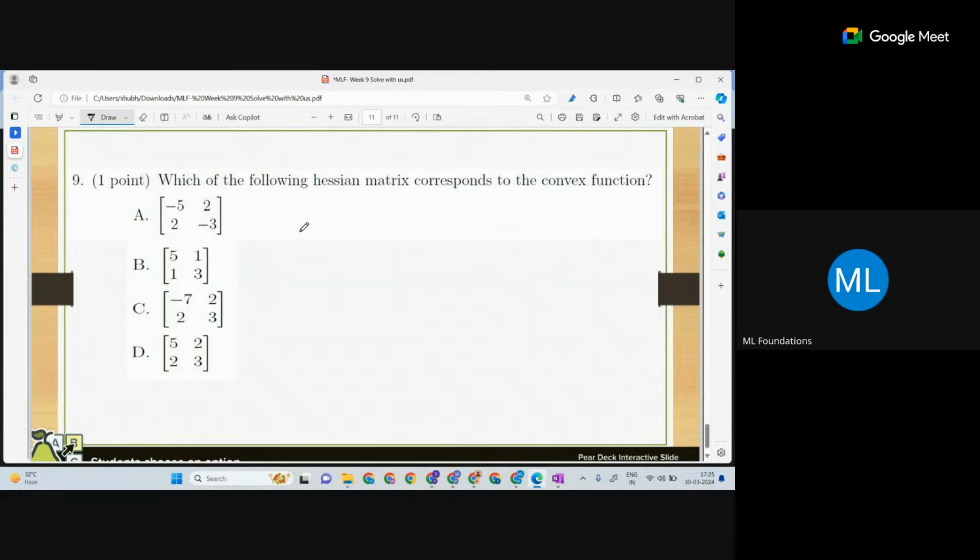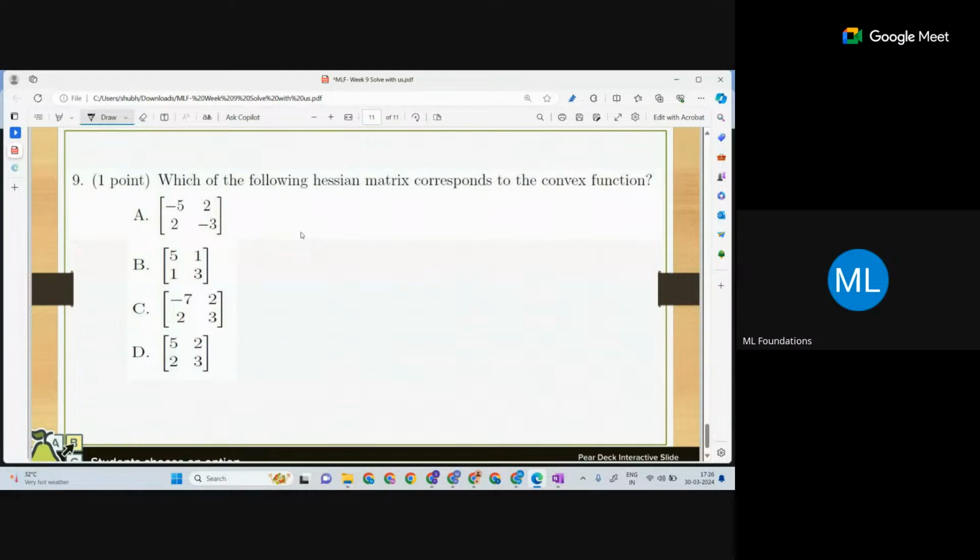Ninth problem. You can leave that ninth problem, we have discussed it three times. Just choose which one is going to be the correct option. Sir, B and D. B and D. What about A? Not A, sir, because it is -5.